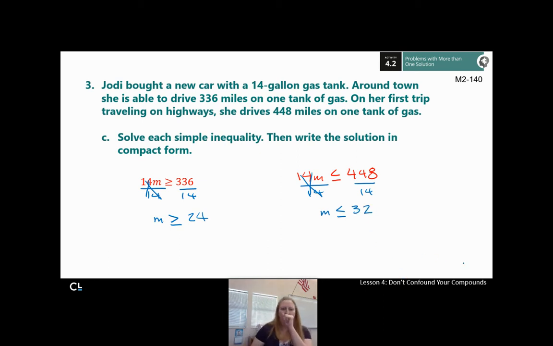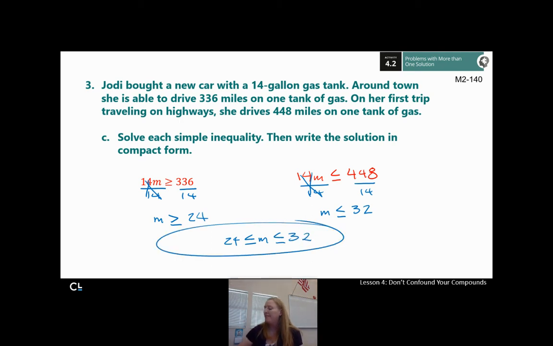Beautiful. All right, last but not least, let's put it into compact form. So my m is going to go in the middle. I'm going to flip this around to do this guy. Because 24 is less than m, we can see that, so I wrote that. And of course, m is less than or equal to 32. Look at us. We solved it and we put it into compact form. We're amazing and magical. I know. Well done. Not bad. Sorry, it gets messy.